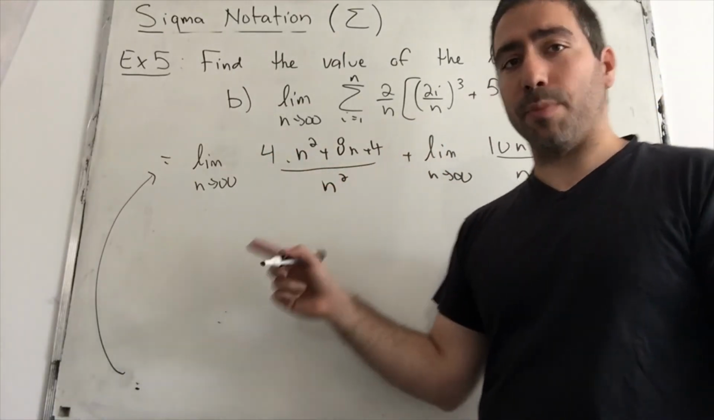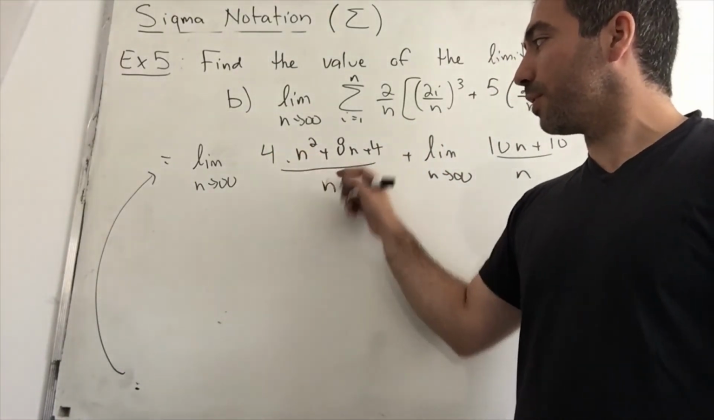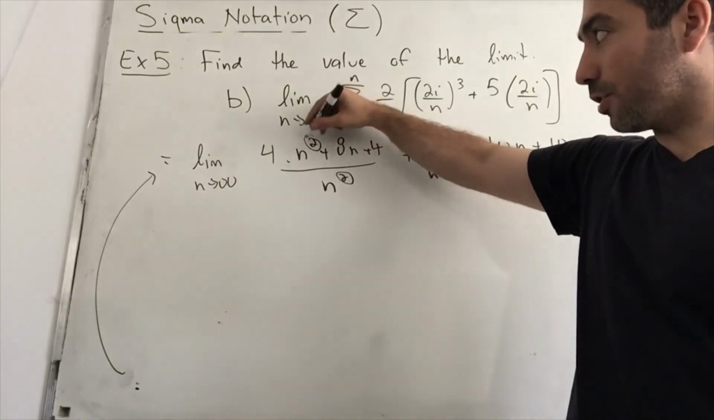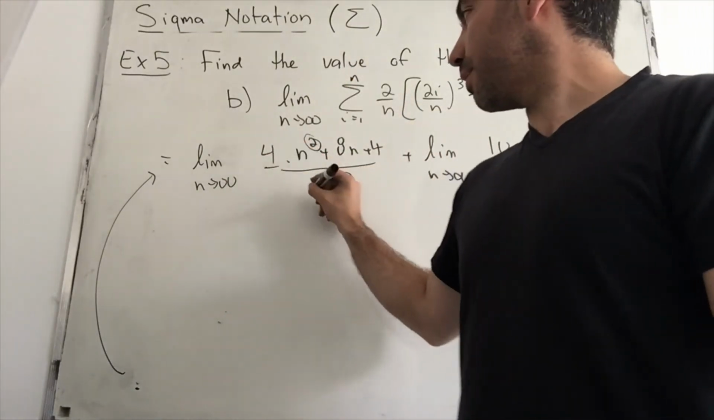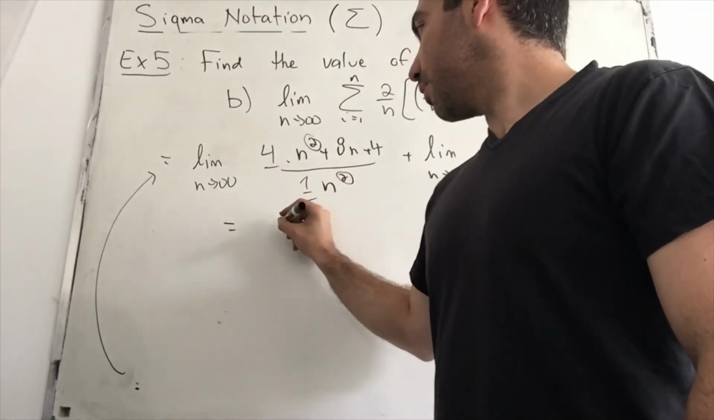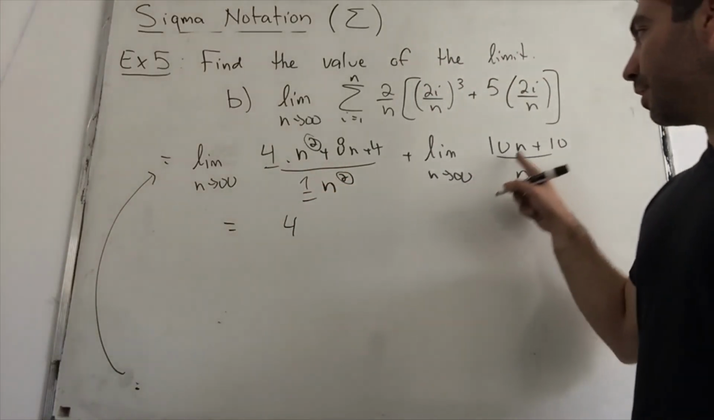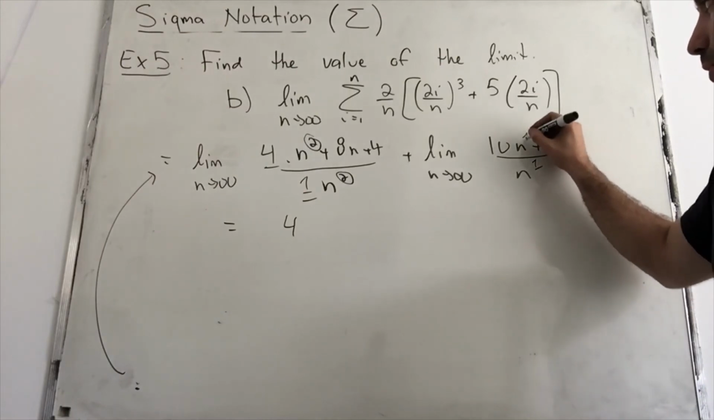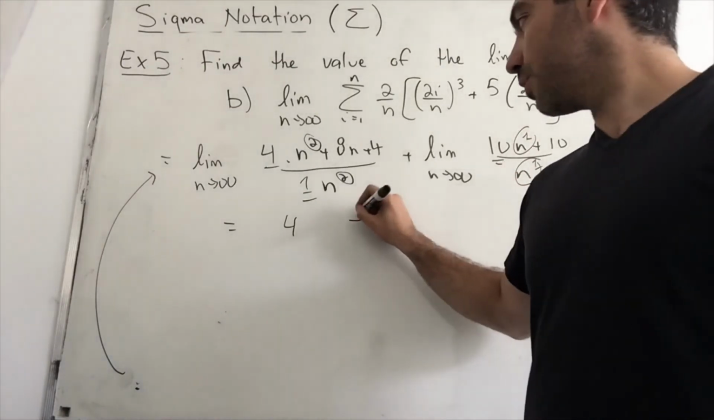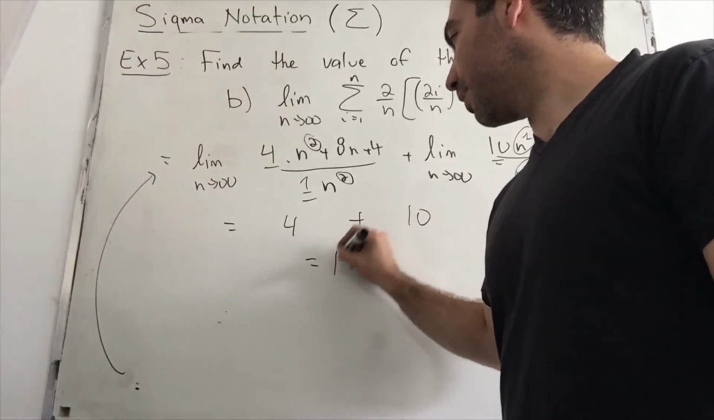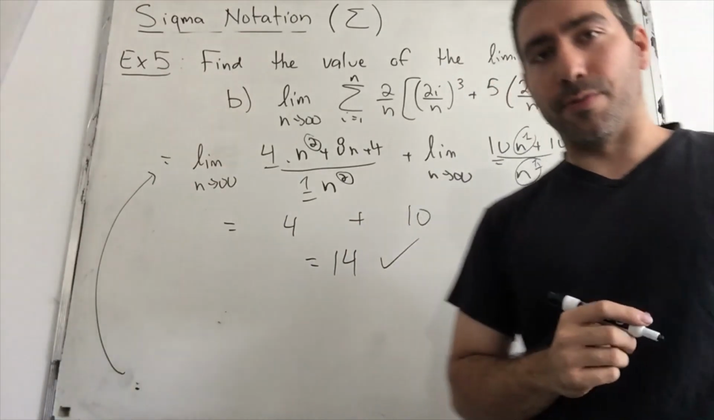And again, we use the same property. The fact that the largest exponent of the numerator and denominator is 2, we take the coefficient in front. So here the limit is simply just 4 over 1, which is 4. And here the highest exponent is n to the 1, n to the 1. So we take the coefficient of the n, leaving us with the 10. So it's 4 plus 10, leaving us with the final answer of 14.